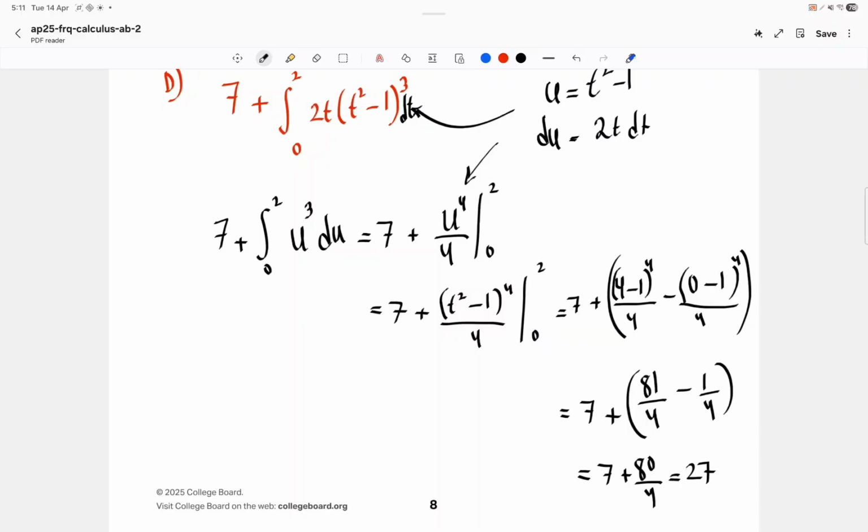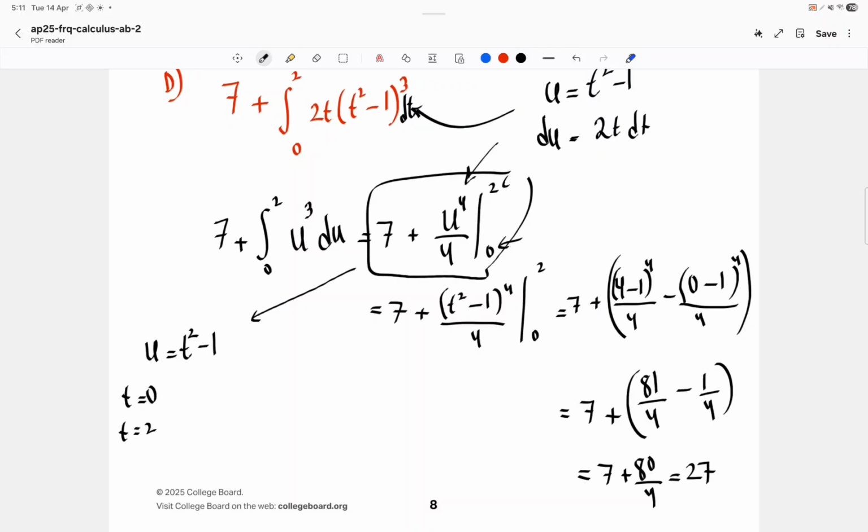Now, going back here for a second, what if you wanted to work with u? Like you don't want to go back to the original equation anymore. It's possible, but how is it possible? You should now say, okay, u is equal to t squared minus 1. When t is 0, u is equal to minus 1. When t is 2, u is equal to 3.